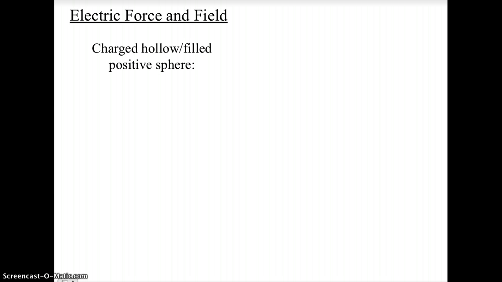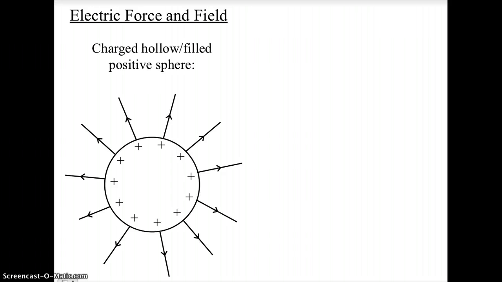If we have a charged hollow sphere, which is positively charged, or if we have a charged sphere which is filled in the middle and positively charged, we know how to draw those field lines. They look like this. They start at the surface and they extend out. Now here's something we haven't discussed. We haven't talked about what happens inside.